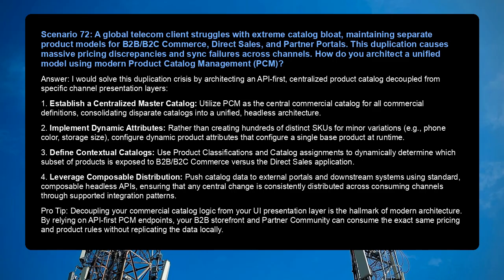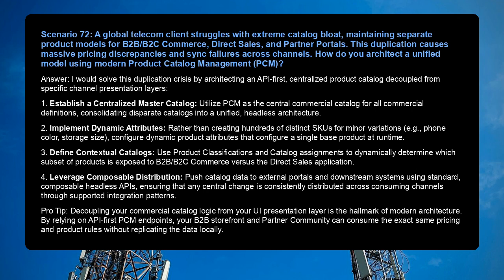1. Establish a centralized master catalog. Utilize PCM as the central commercial catalog for all commercial definitions, consolidating disparate catalogs into a unified headless architecture. 2. Implement dynamic attributes. Rather than creating hundreds of distinct SKUs for minor variations, for example, phone color, storage size, configure dynamic product attributes that configure a single base product at runtime. 3. Define contextual catalogs. Use product classifications and catalog assignments to dynamically determine which subset of products is exposed to B2B and B2C commerce versus the direct sales application.